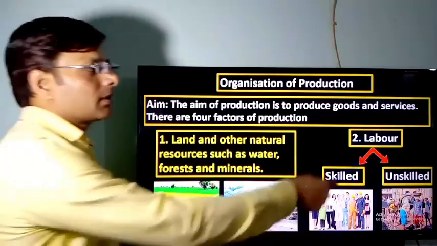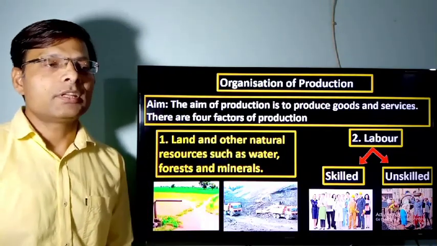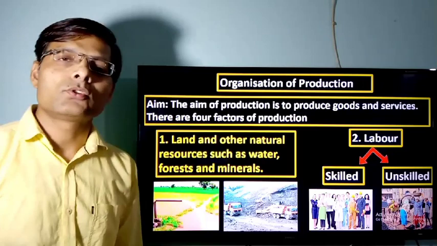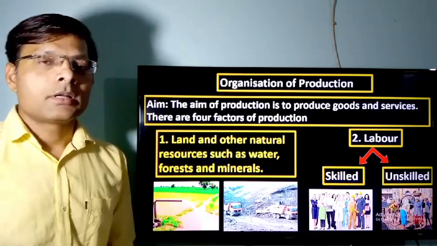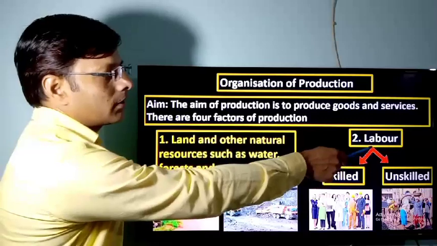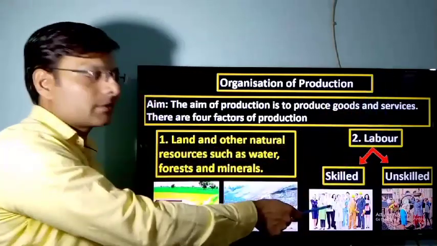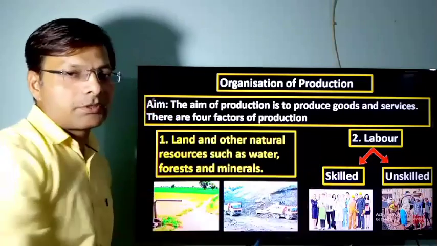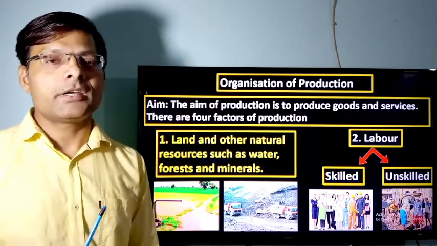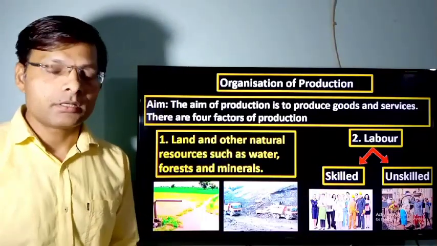Labor we can classify into two categories. Without human hands, without humans as a resource, no activity can be performed, and we cannot convert any resource into a usable one. So we require humans as a resource. Human labor can be classified into two categories: one is skilled and the other is unskilled. In the skilled, you can see in the picture, these are the educated ones, the skilled ones, the trained ones. They are all able to run any enterprise also.